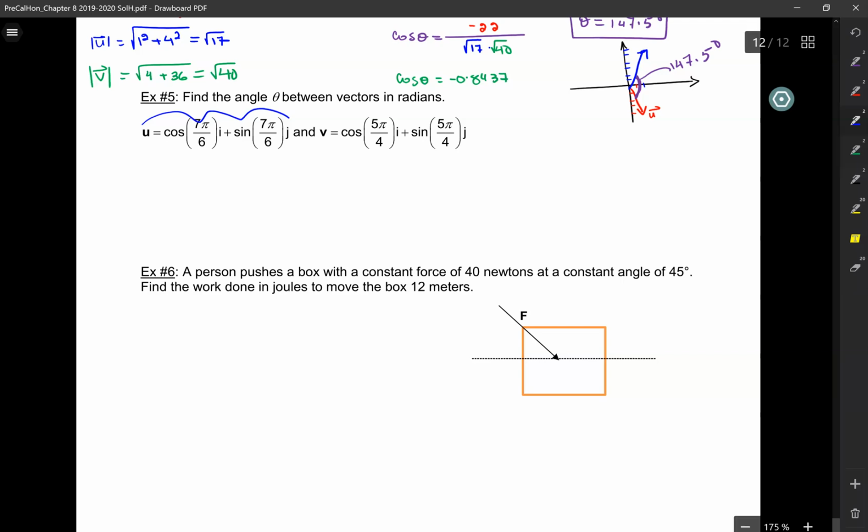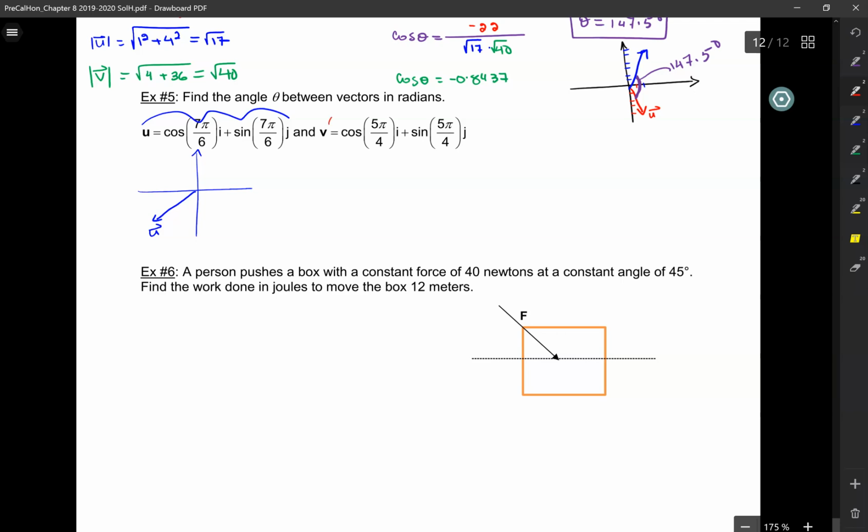So if I were to draw that vector u, what would it look like? I go to the left, negative root 3 over 2, and down negative 1/2. That's something like that, right? Is that something that is reasonable for vector u? Yeah? I think so. And what about vector v?